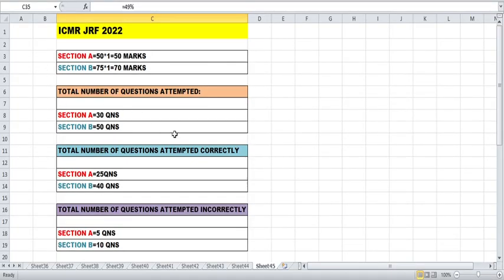So this will be very much helpful. In the next video, I will update you on how to calculate or what the cutoff of this ICMR JRF examination might be. At this point, please follow this particular method and calculate your probable score. Once I upload the expected cutoff, you might know whether you are clearing this ICMR JRF or not.